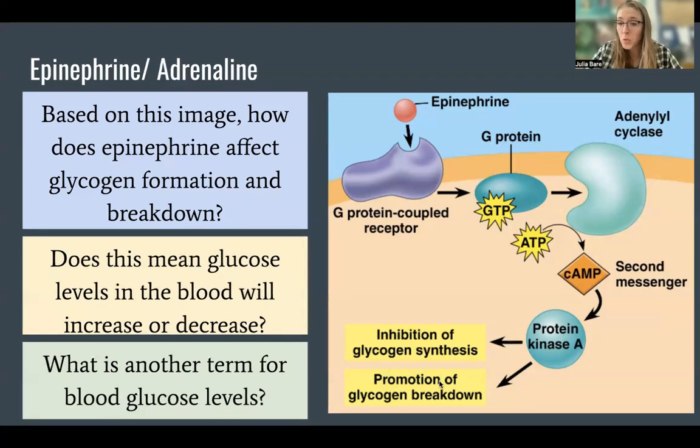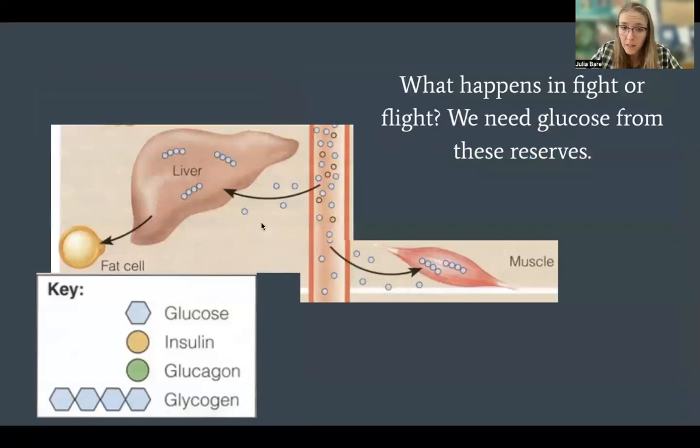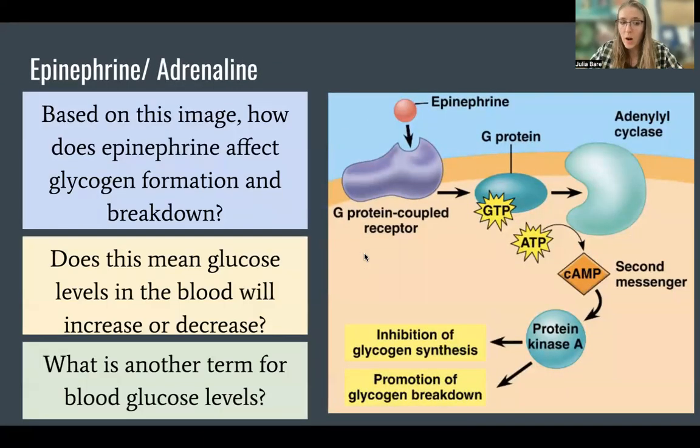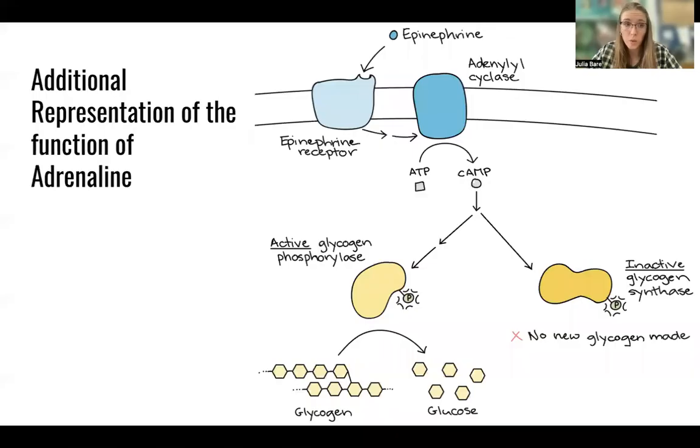Glucose levels are going to increase because glycogen is going to be released from the liver and the muscles, and it's going to enter into the bloodstream. Now, what is another term for blood glucose levels? Blood sugar. So they've actually been able to measure this. And after the fight or flight response has been initiated, people's blood sugar spikes a lot. It increased levels of blood sugar as glycogen stops being made and is increasingly broken down into glucose.